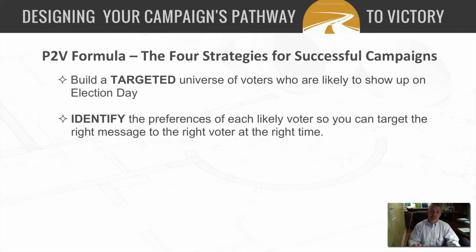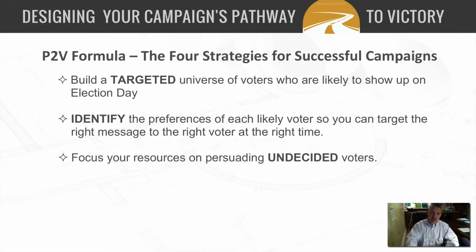The second strategy is to identify the preferences of each likely voter so you can target the right message to the right voter at the right time. In marketing, we call this concept segmentation. And so, you'll understand very quickly in campaigns that voters are either for you, they're against you, or they're undecided. And so over the course of the campaign, you want to spend as much time as you can putting voters in those segmented buckets so that you can send the right message to those voters.